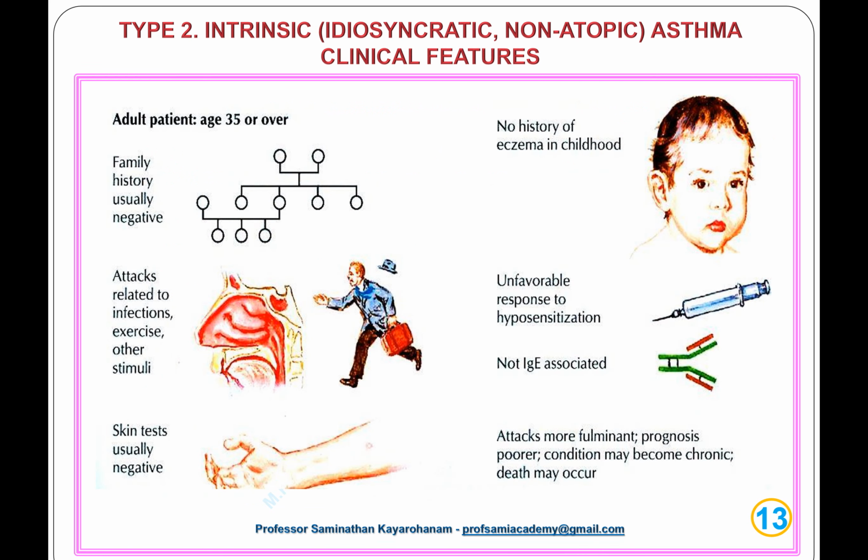Next slide. Type 2. Intrinsic asthma, also called idiosyncratic or non-atopic asthma. Clinical features: it most commonly affects adult patients, age 35 or over. Family history usually negative. Attacks related to infections, exercise, other stimuli. Skin tests usually negative. No history of eczema in childhood. Unfavorable response to hyposensitization. Not IgE associated. Attacks more fulminant. Prognosis poorer. The condition may become chronic. Death may occur in severe cases.